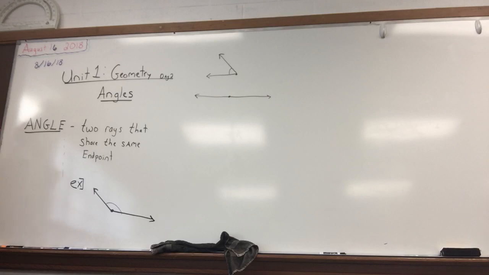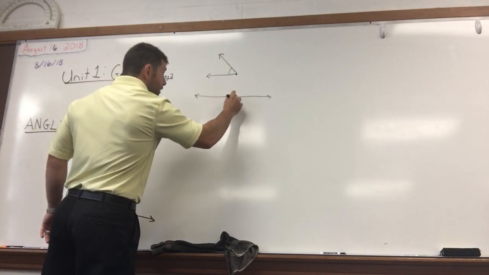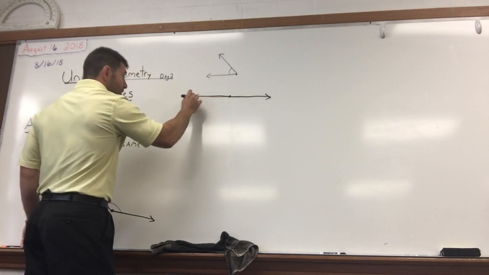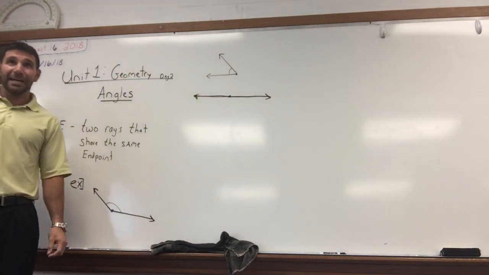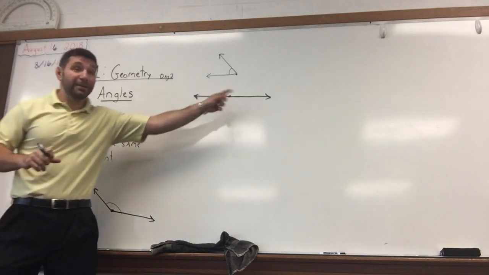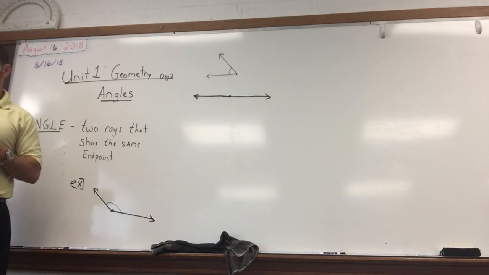No. What does an angle have to be? I need hands. What is an angle? Trevor. It has to be like. What is the definition for an angle? Two rays that share the same endpoint. Okay, so here's an endpoint. Here's my one ray. Here's the endpoint. There's my other ray. By definition, is that an angle? No. Absolutely. Endpoint, two rays. That is an angle. You kind of form into a line.